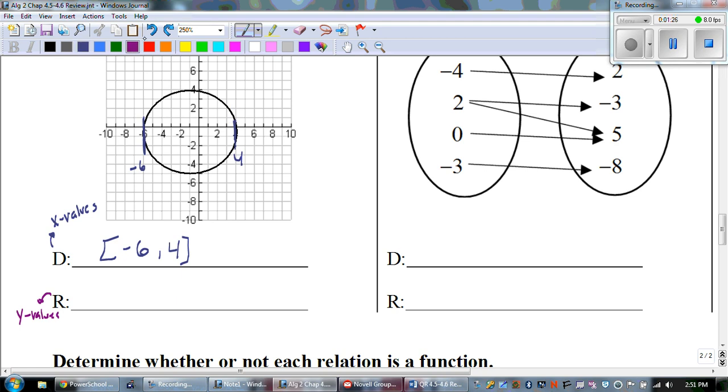Now, we're going to do the same thing for the range, the y values, okay? It looks like this graph is starting at -5, and then it goes all the way up to +4. So once again, here we are at -5, and then we stop at 4. Okay, and that's all it's asking for, so we don't have to do anything else.